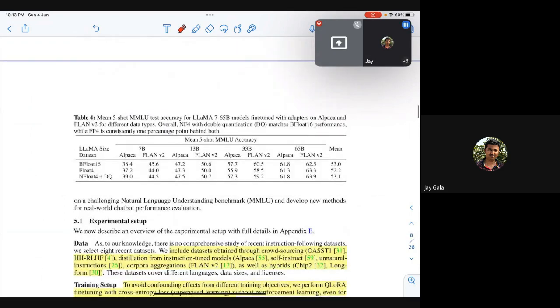And next thing again, when you look at the MMLU as well, right? 5-shot MMLU, you can observe the same thing, where let's say you have different model scales, 7 billion to 65 billion. And you do this across BFloat16, Float4, and NF4 (NormalFloat4) with double quantization. And you can see that effectively you do as good as BFloat16.